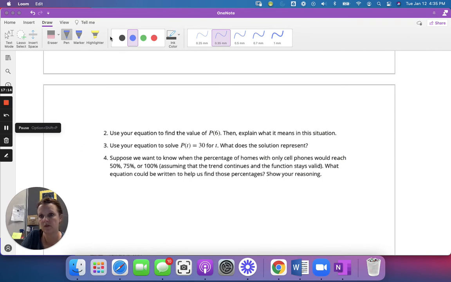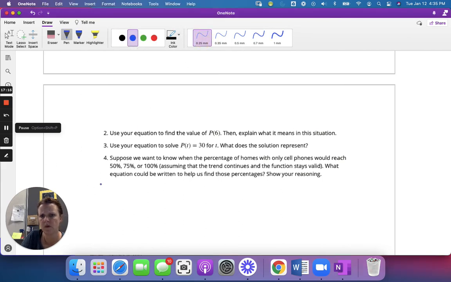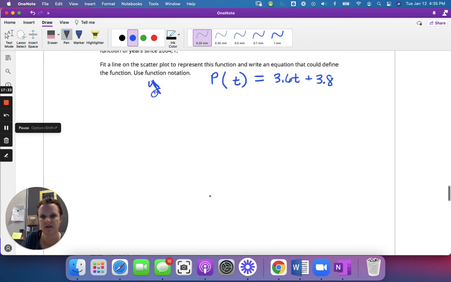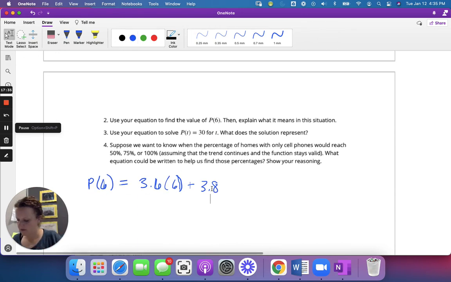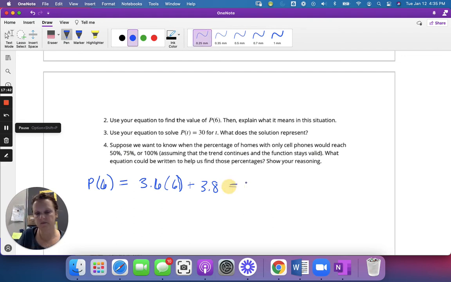Now it says to use your equation to find the value of p of 6. 3.6, input 6 for t, plus 3.8. That's our equation, right? Yep. So 3.6 times 6 plus 3.8, 25.4. And then explain what it means. I didn't do that right.